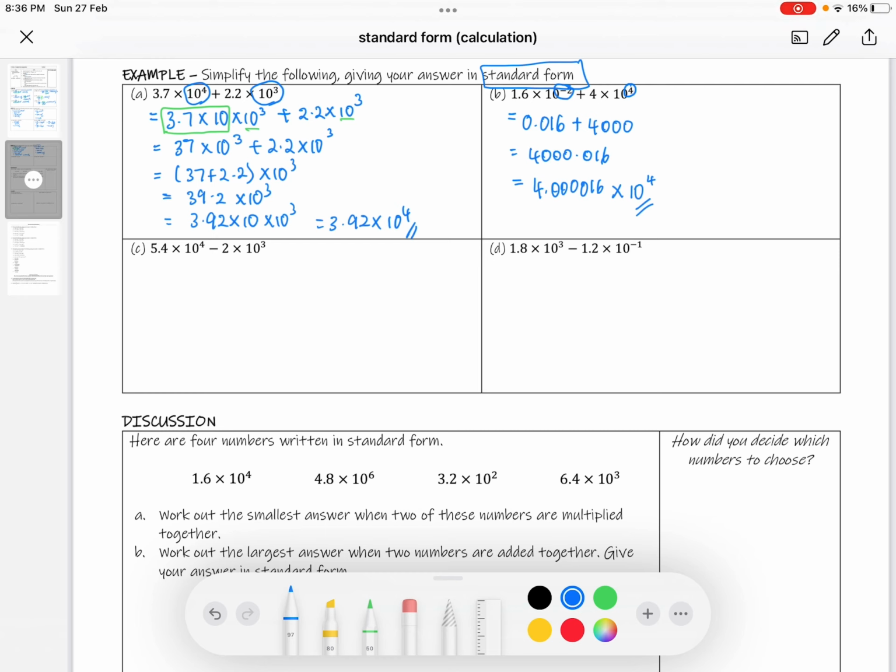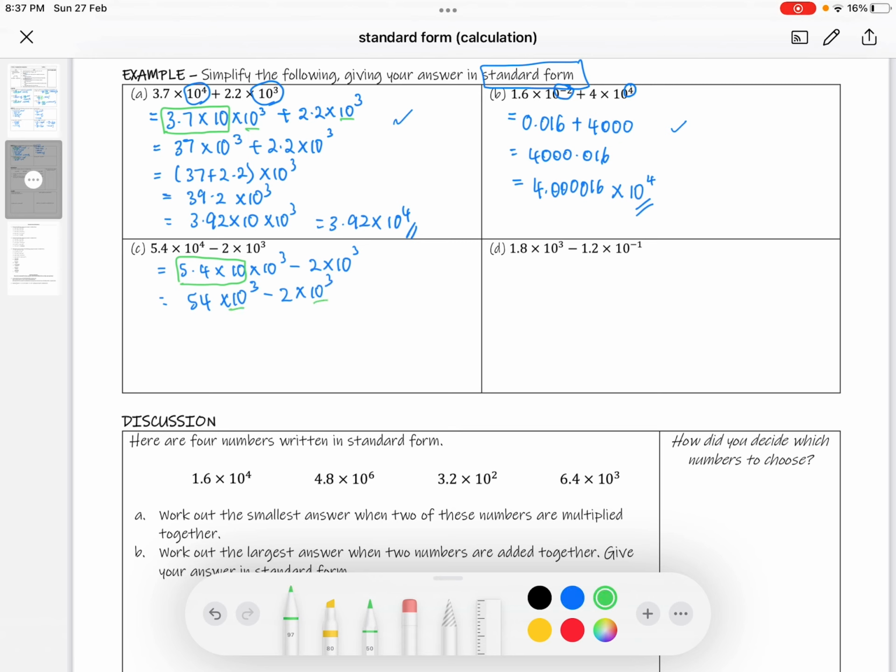Okay, so two methods here. One, you can change into standard form with the same index form, or another one, you can change to ordinary numbers. So you can choose which one you want. For this one, I will change into two standard forms with the same index. So I'm going to do the same thing as we did for part A. Simplify that. You get 54 times 10 to the power of 3 minus 2 times 10 to the power of 3, and this is what I want.